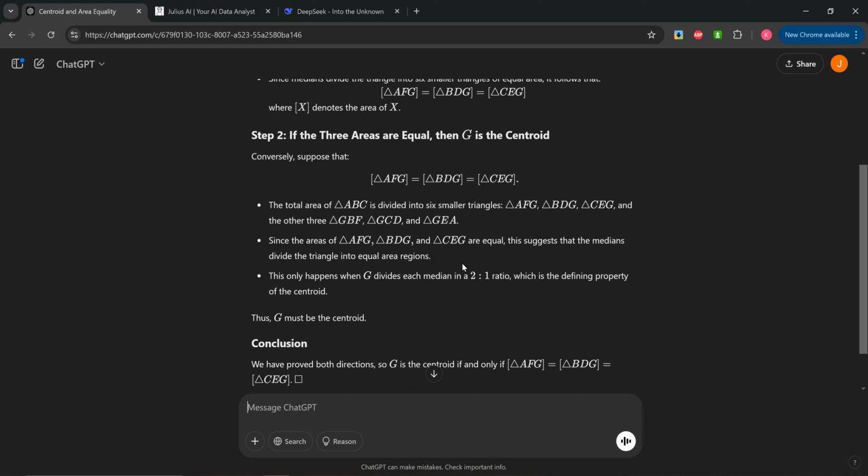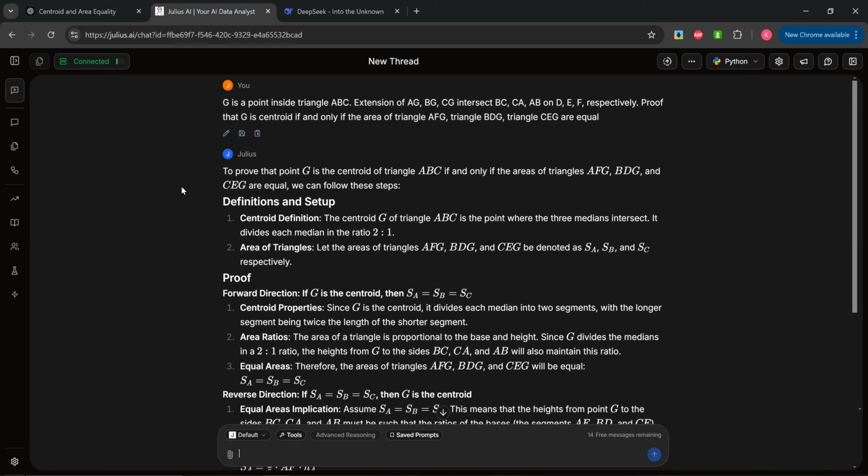You can't. You can't just think that, right? And this definitely cannot be a proof of a math problem. So ChatGPT is useless, at least on this problem. Let's look at Julius AI, right?